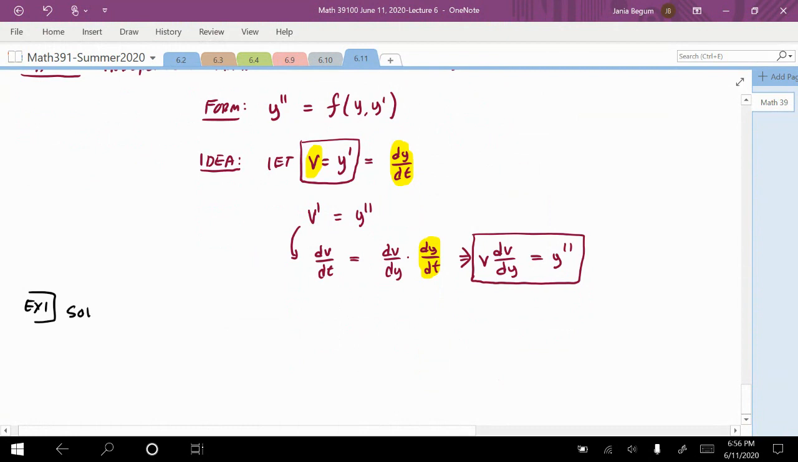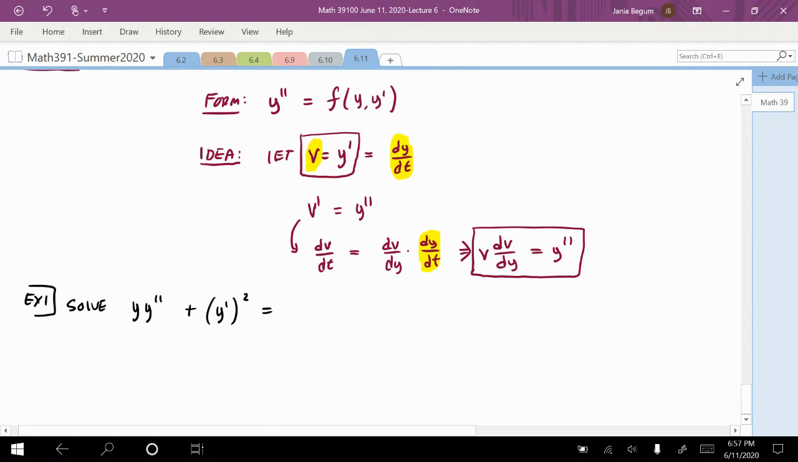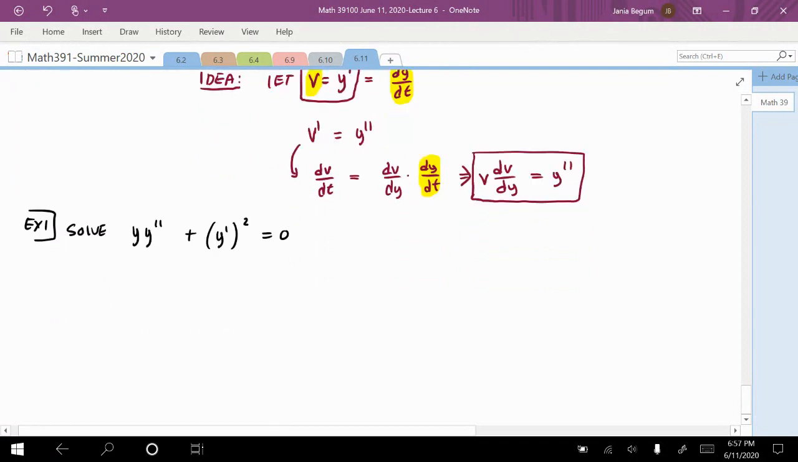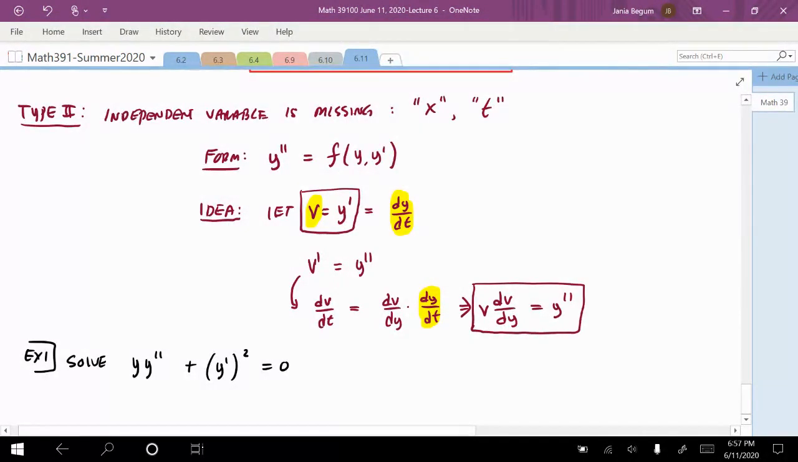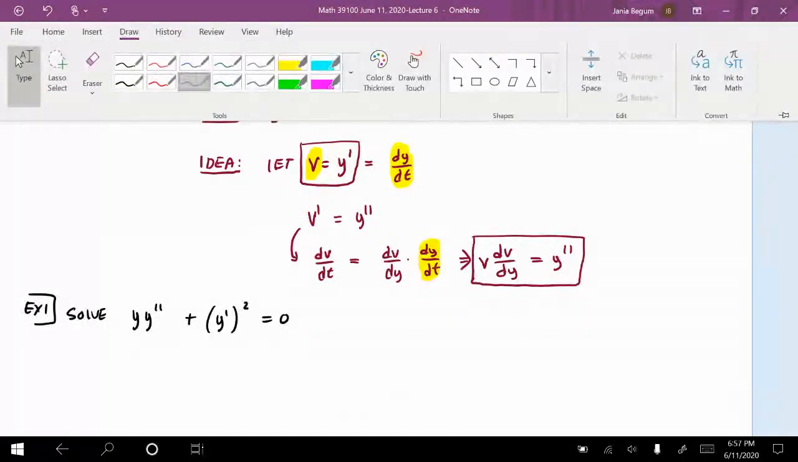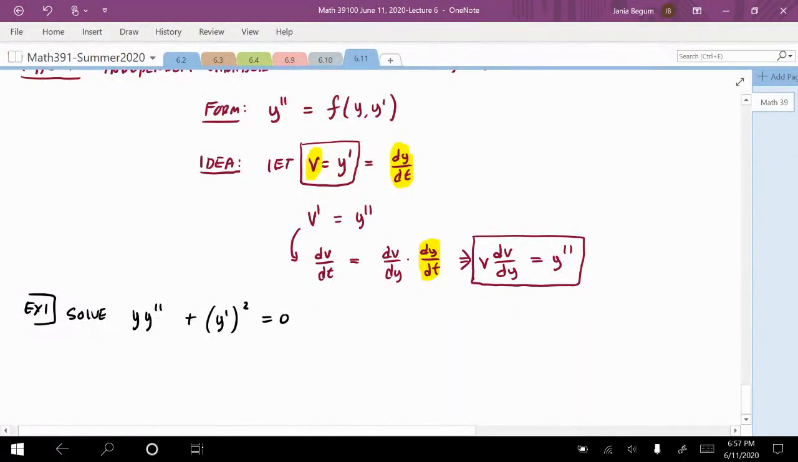So suppose we want to solve the following: y times y double prime plus y prime squared is equal to 0. Do you agree that the independent variable is missing? There is no t or x in the picture. So we're going to use this magical substitution that will help us find the solution. This is again reduction of order. Let me know if you have any questions.